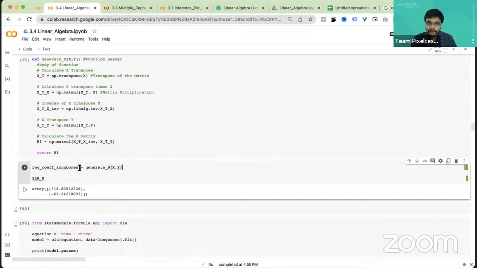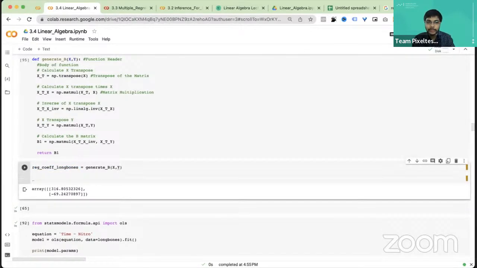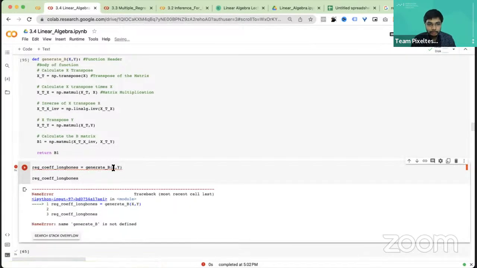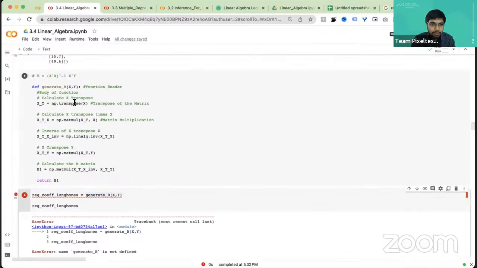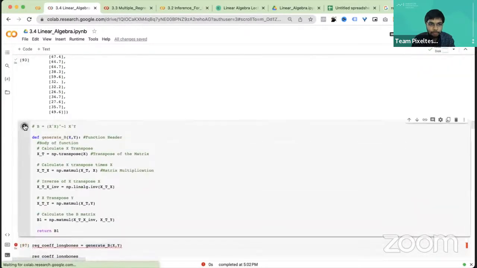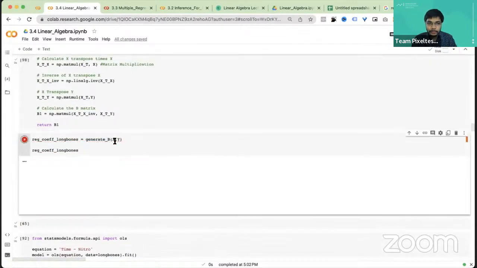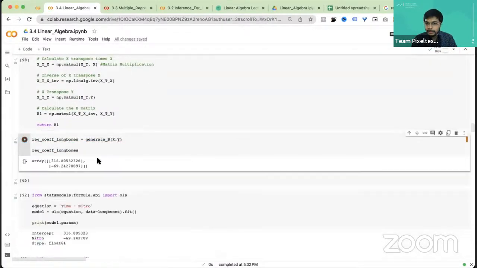Great. So now we have to see if our function is working. I'm just going to run it and then print our variable, right? Let me just say generate underscore B. Sorry, I have to run this first, right? So now I have defined the function, run the function. Now I'm going to run this here.